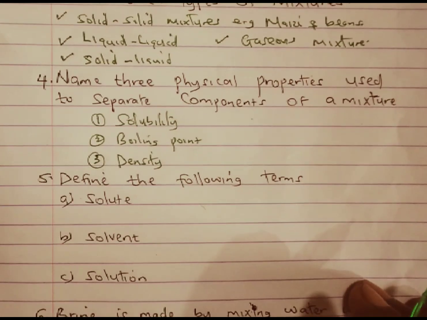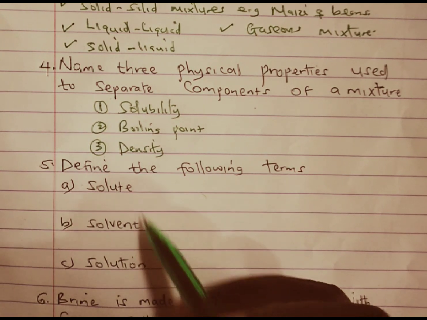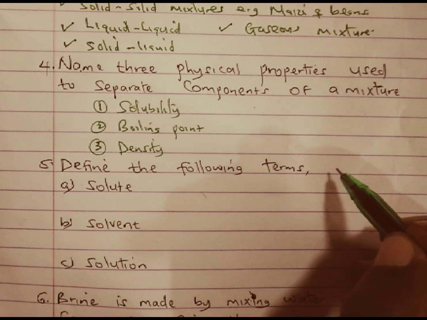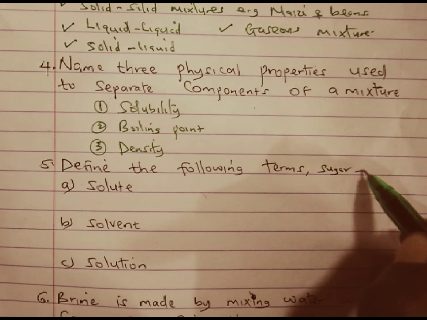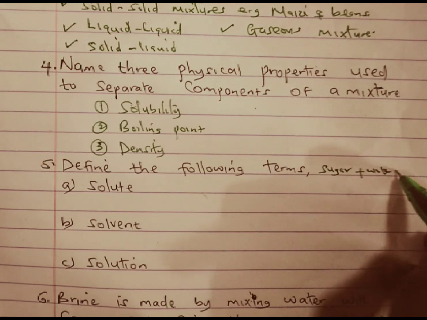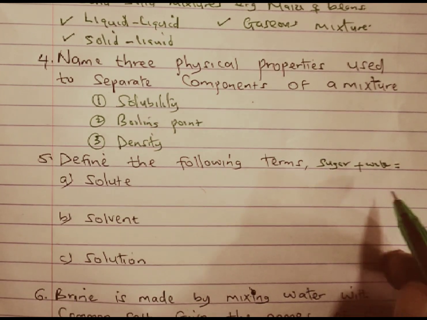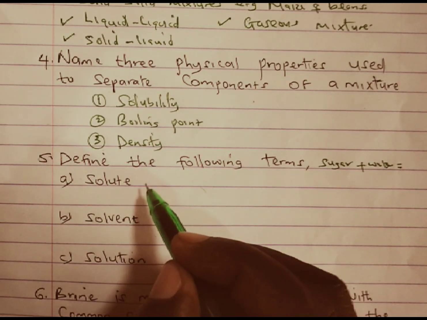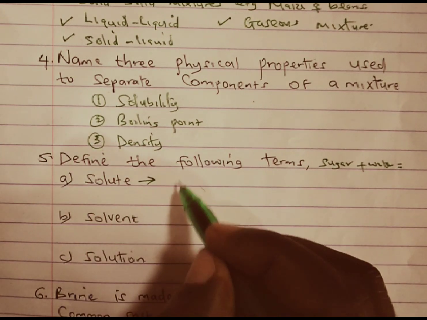Question number 5, define the following terms. We have the solute, solvent, and solution. If we can give an example here, if you have sugar, you put it in water, you obviously get what we call sugar solution. And in this case, sugar dissolves in water, and any solid that dissolves in a solvent, we call it a solute.